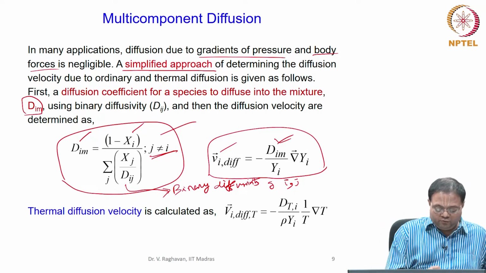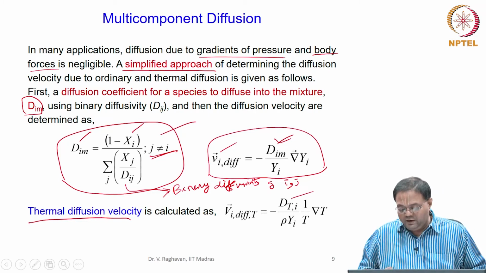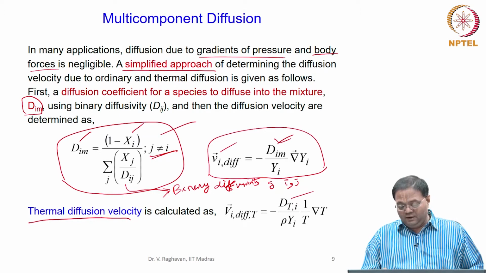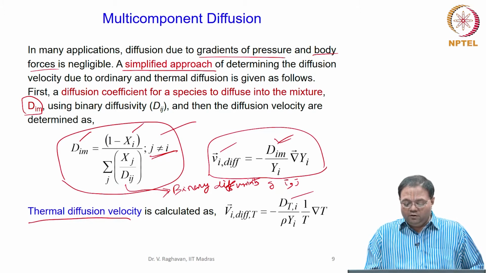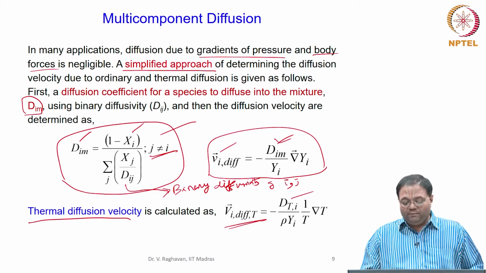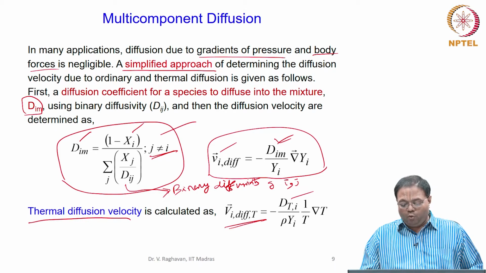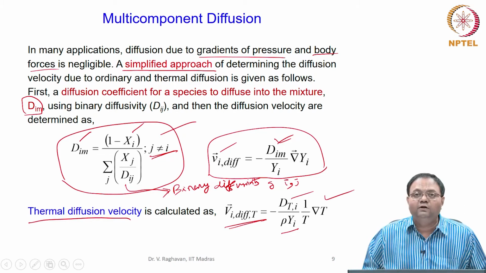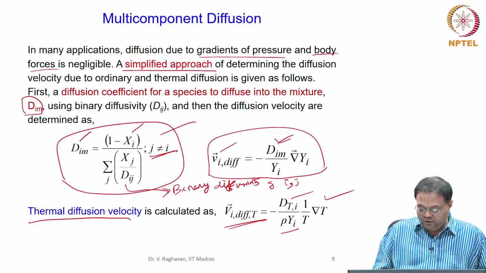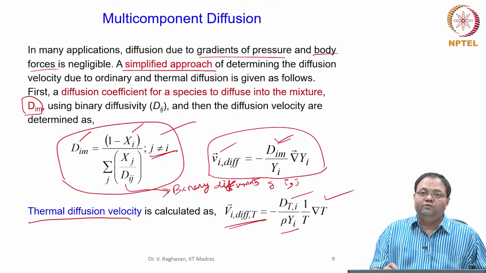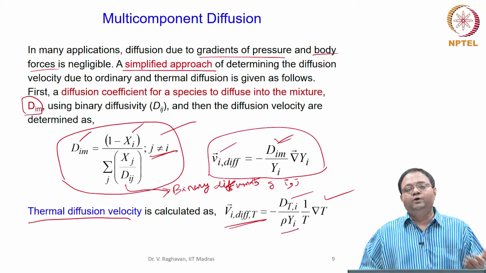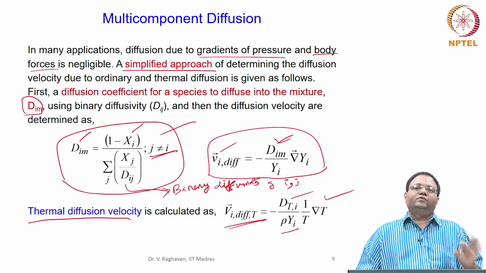Now thermal diffusion velocity can be calculated once you know D suffix T of the ith species, DTi. Then thermal diffusion velocity Vi diff T can be calculated as minus DTi by rho Yi into 1 by T into gradient of T. This way I calculate it. So now the total velocity will be the sum of these two, ordinary diffusion plus the Soret diffusion, that will be the total diffusion velocity, that you add to the mixture velocity to calculate the species velocity of i.